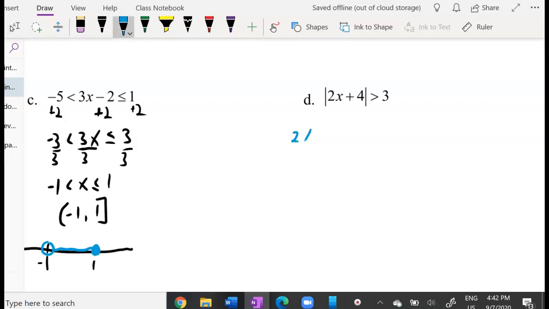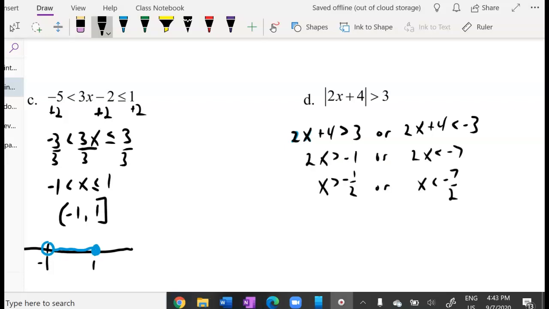But we set it up as 2x plus 4 is greater than 3, or it's also possible that 2x plus 4 is less than the opposite of 3. And that's pretty much how the absolute value breaks down. You'll see how this looks with the graph when we finish them up. So we're going to solve both of these. Let me just pause it and let you solve it.